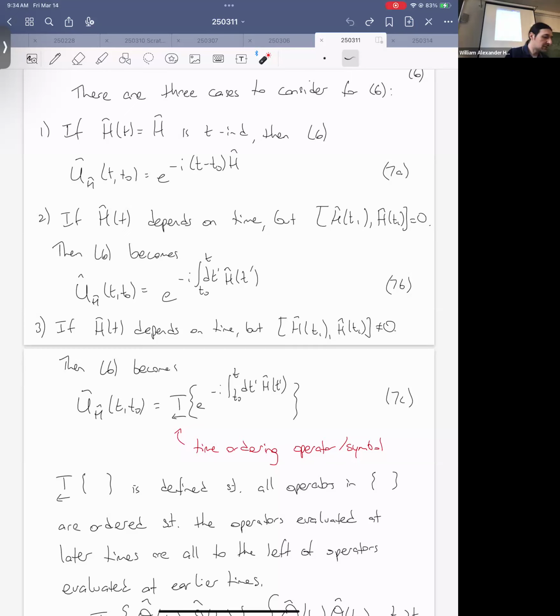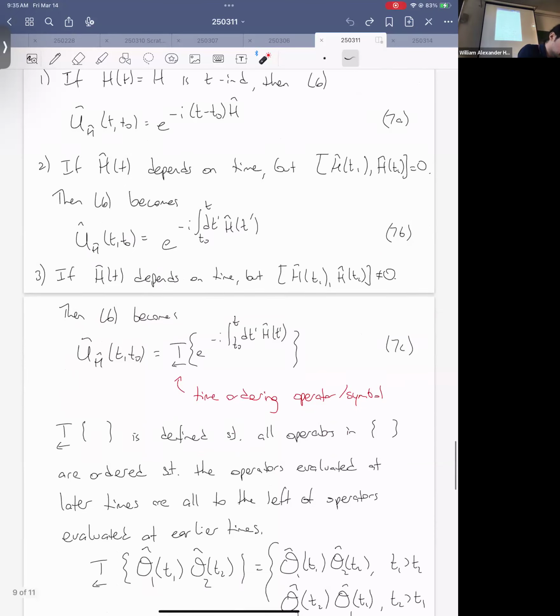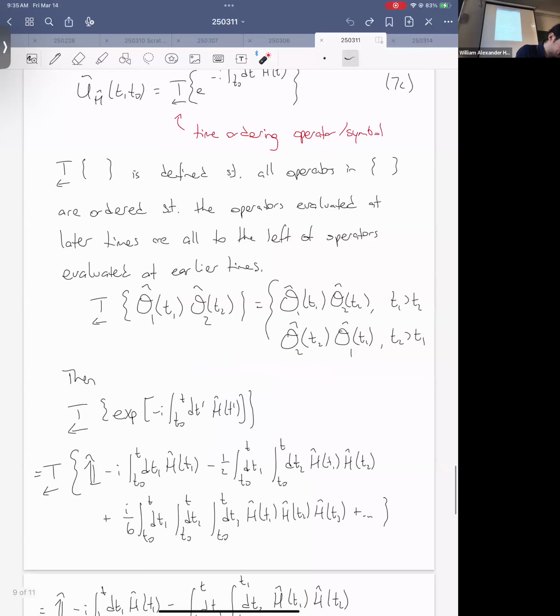So for those who go on into field theory, this is the object you're going to be dealing with all the time. But there are examples even in non-relativistic quantum mechanics where this is important to understand.